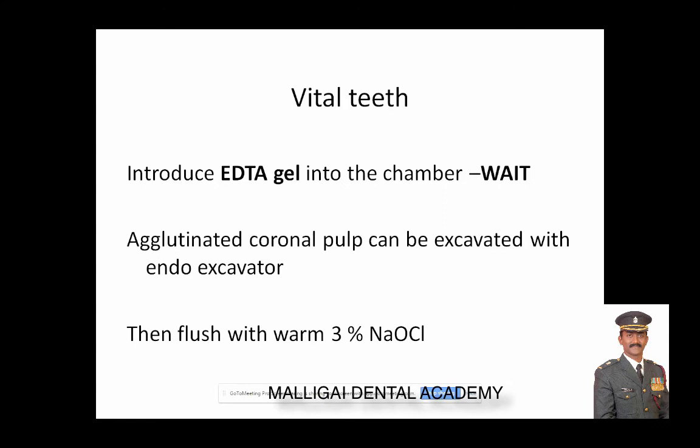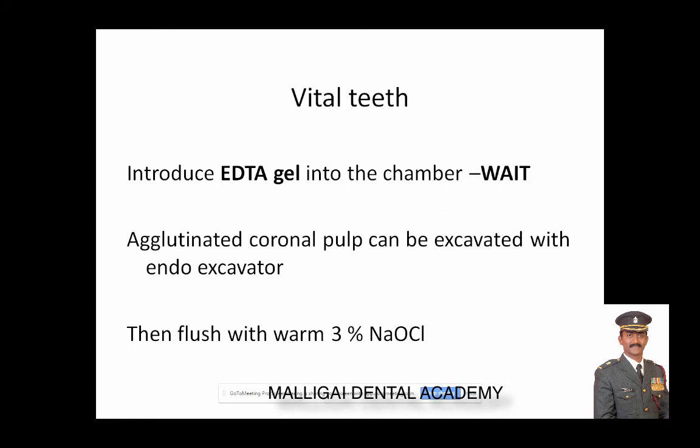Step number 1, you introduce EDTA gel into the access cavity or the pulp chamber and wait for a few minutes. Very few of us know that EDTA gel, in addition to being a lubricant, is also an agglutinizing agent which clumps the pulp tissue together. The bleeding pulp clumps together and forms a glue-like mass, which can then be excavated very easily with an endodontic excavator.